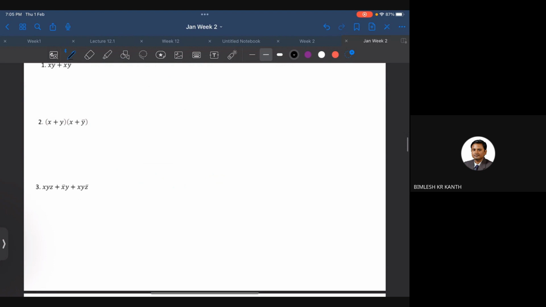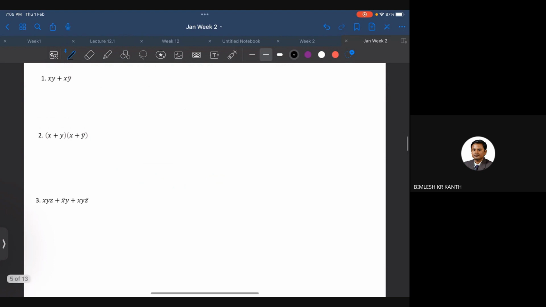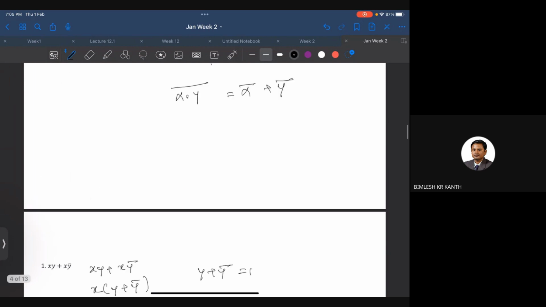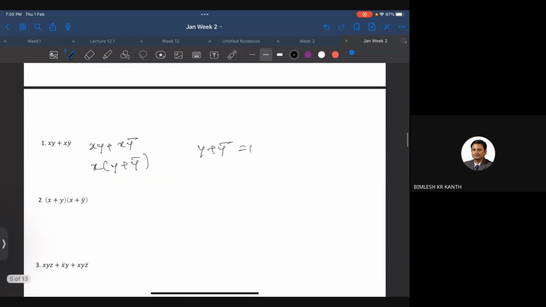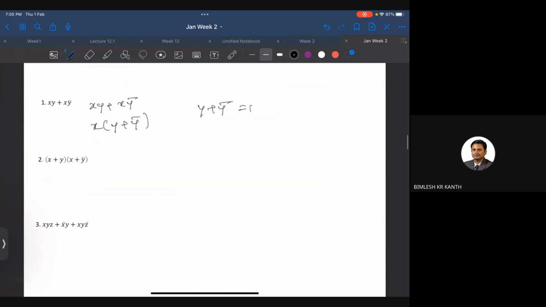You have to minimize the Boolean expression xy plus xy bar. We can take x common, so x times (y plus y bar), and we know that y plus y bar equals 1. So this will be 1, and the result will be x. Okay, now let's solve the second problem.